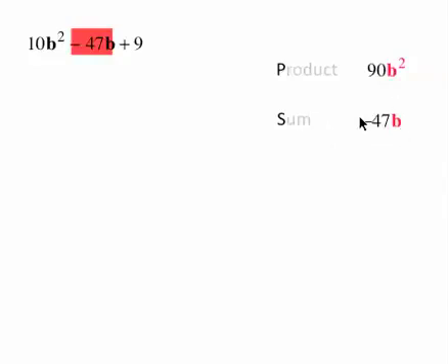And what do we mean by sum? Well, when we look at the factors, we're going to get two numbers. Their sum is going to be negative 47. Their product is going to be 90b squared. They also happen to be the product of the first and last terms. So what are the factors of 90 that give us 47?